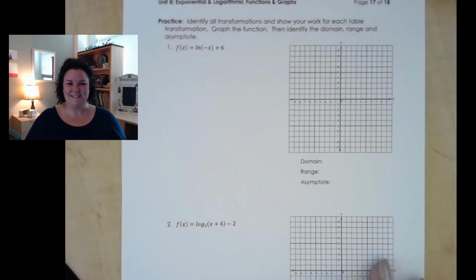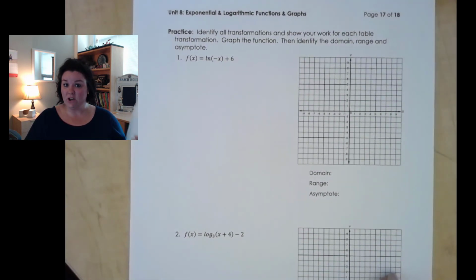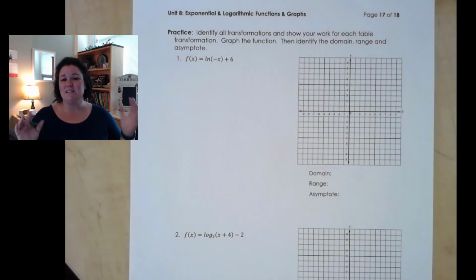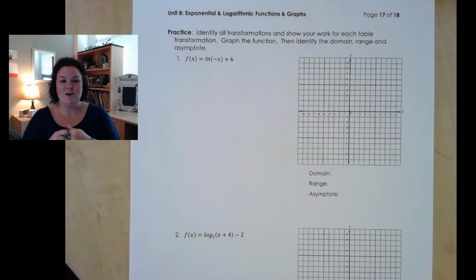All right, so on the next couple of pages, there are 3 for y'all to try. I'd like for you to go ahead and pause the video and try those. If you get stuck, or if you finish and are ready to check yourself, go ahead and play the video and we'll go over it and see how you did.